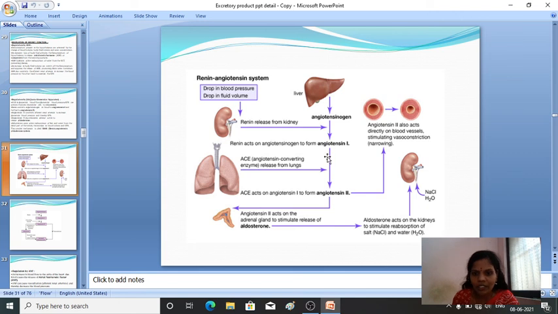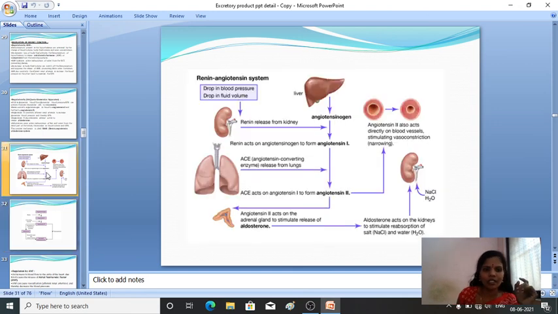Then this angiotensin also acts on the adrenal gland, stimulating it to release the aldosterone. So this aldosterone acts on the kidney to stimulate reabsorption of salts like sodium and the water. The aldosterone, what will it do? It will act on the kidney, and it stimulates the reabsorption of sodium chloride and water. It's clear.